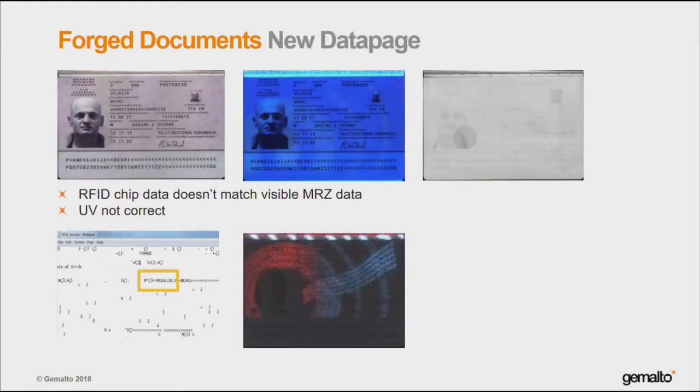And in this example, they mimicked a polycarbonate Datapage that they replaced. The MRZ information didn't match, so that was quickly picked up. And as well, you'll see the UV images are completely different, where they were using a UV bright substrate and didn't even attempt to match the UV image.